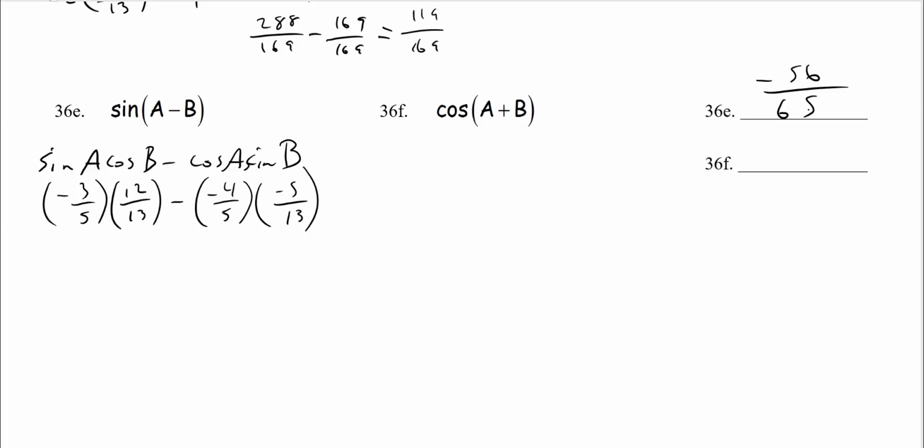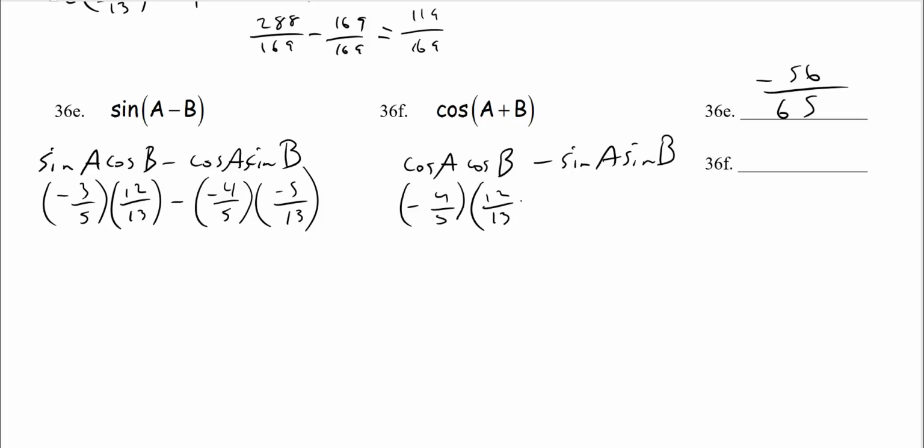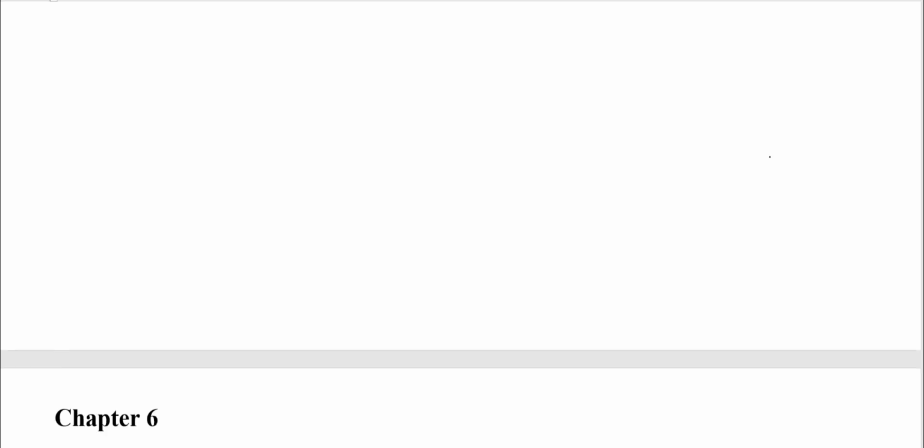Okay, and then cosine of a plus b is cosine of a, cosine b, minus sine a, sine b. So we get negative 4/5 times 12/13 minus negative 3/5 and negative 5/13. Put it all together, we get negative 63 over 65. Okay, very good. Okay, next chapter is chapter 6.